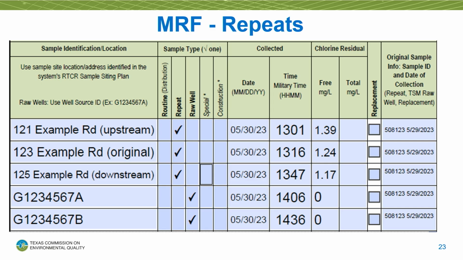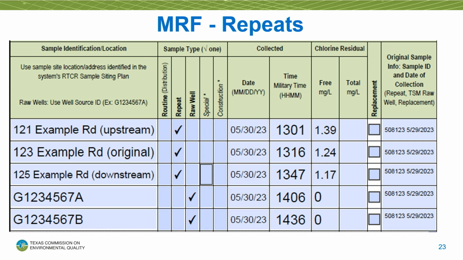The bottom two samples are our groundwater well samples. It's going to have the letter G followed by your 7-digit PWS ID number. This can be found on Drinking Water Watch as well, followed by a letter. And again, this can be found on Drinking Water Watch under your Facilities tab. There's also a reference on the very top header. Again, this is just an example, but it is a good reference to remember the lettering and the coding of your well source ID number.